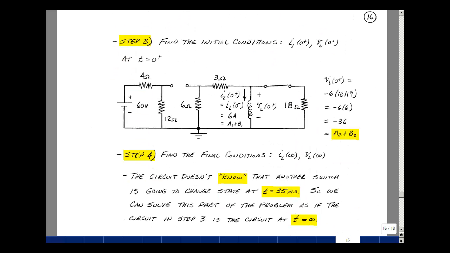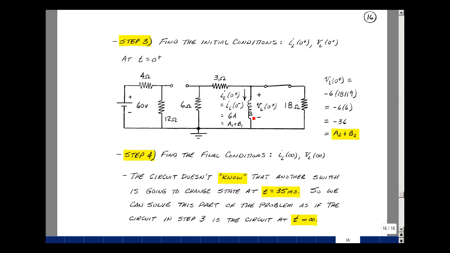In step 3 of our algorithm, we're going to find the initial conditions. This would be the voltage across the inductor and the current through the inductor at t equals 0 plus. At t equals 0 plus, this switch becomes an open circuit, but this one is still closed. Now the current that was flowing in this inductor before the switch opened was equal to 6 amps, and that's the value at 0 minus. But that has to be the same at 0 plus because we can't have an instantaneous jump in current, since v equals L di/dt would produce an infinite voltage. That value of 6 amps is going to be equal to A1 plus B1 times e to the 0, or just A1 plus B1.